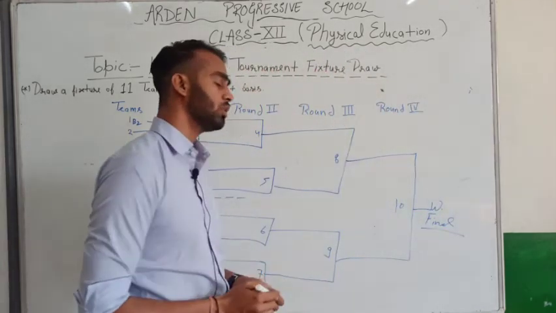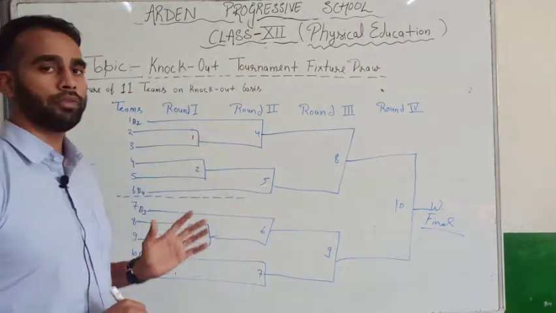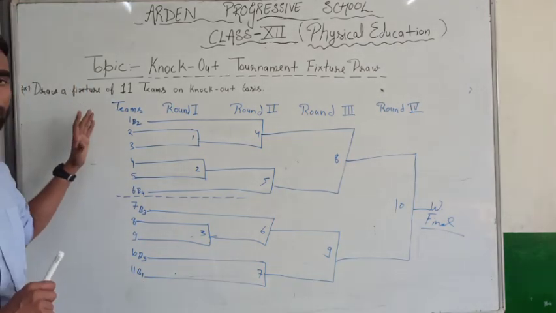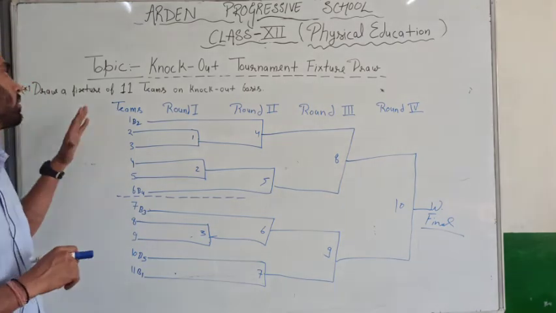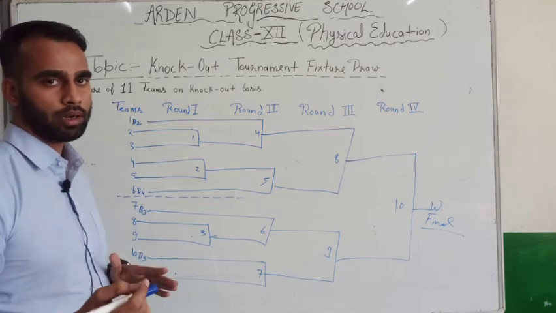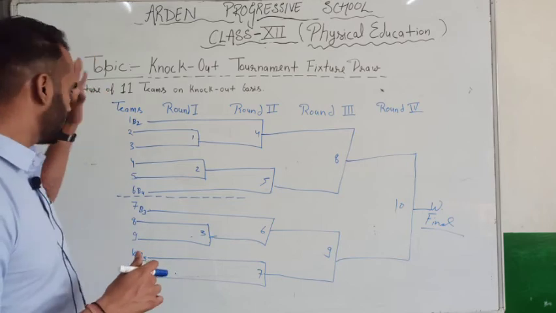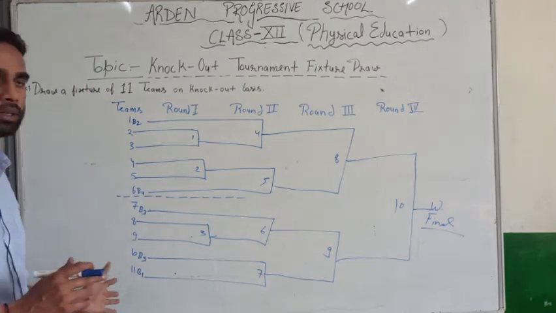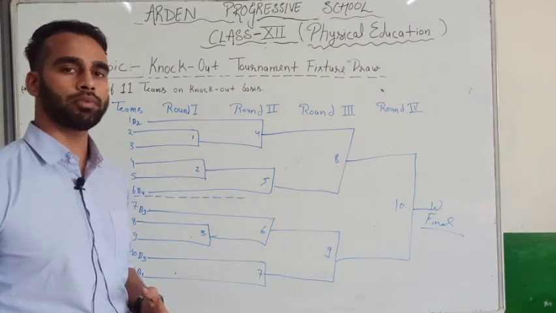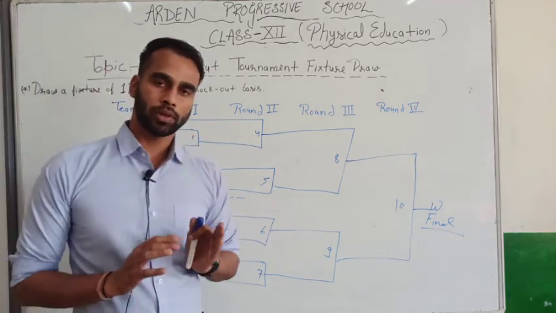Okay class, so this is the method for drawing a knockout fixture. This is the odd number fixture draw. In the even number fixture drawing method, when an even number of teams participate, the same process is followed, but the number of byes changes. It depends on the number of teams. So this is the knockout-based fixture draw.